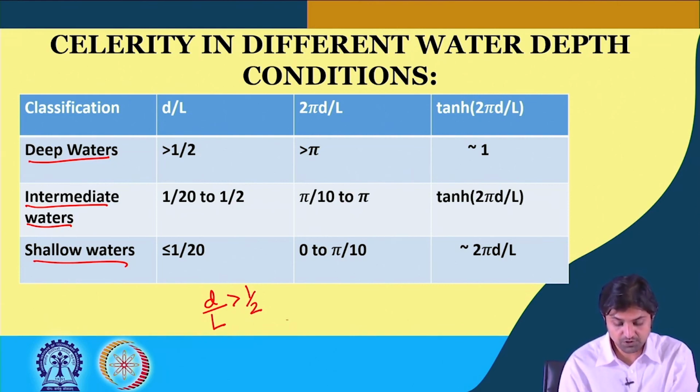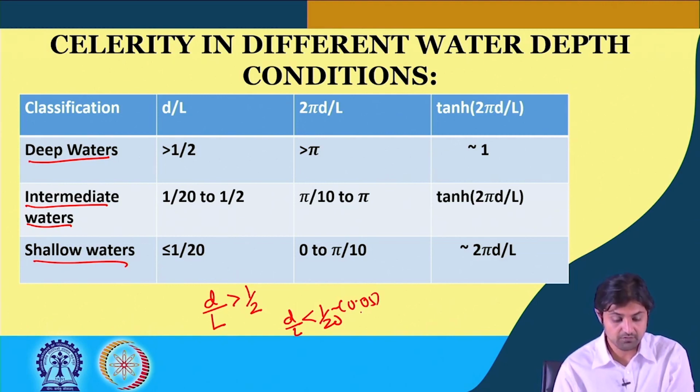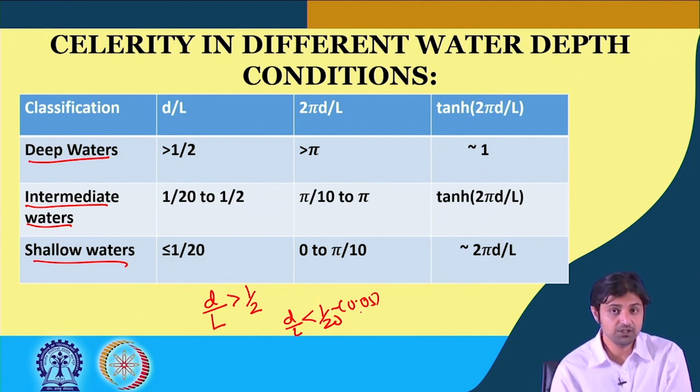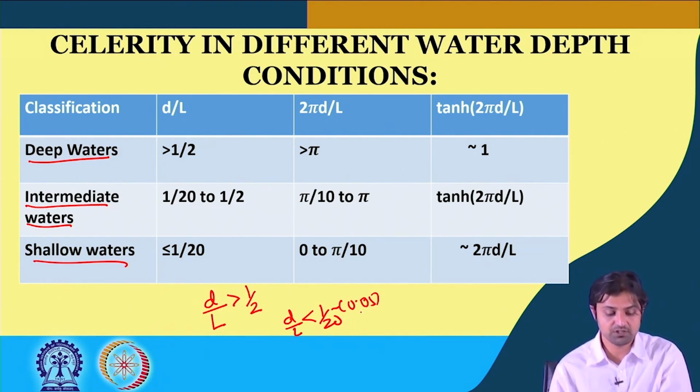If this ratio d by L, the ratio of the depth of the water to the wavelength of the wave, is less than 1 by 20, or 0.05, that means we are in shallow waters. And when the value is between 0.5 and 0.05, we call it intermediate waters. That is how we have defined what deep water, shallow water and intermediate waters are.